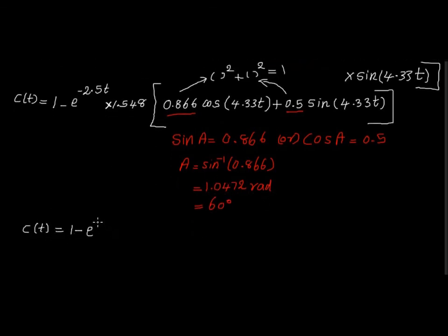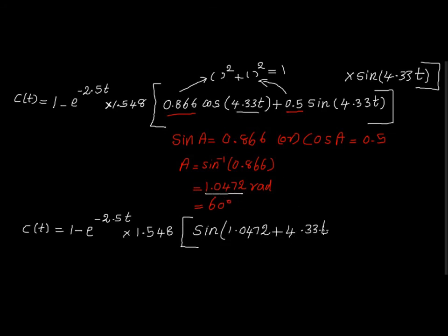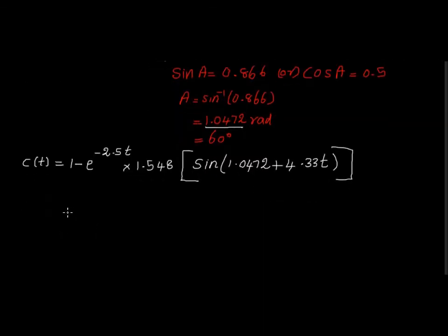So we can simplify the equation as c of t is equal to 1 minus e power minus 2.5t into 1.548 into sine of 1.0472 plus 4.33t. So this is the simplified equation which is having exponential term and single sine term.